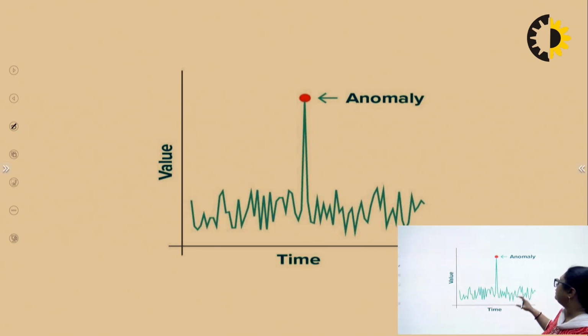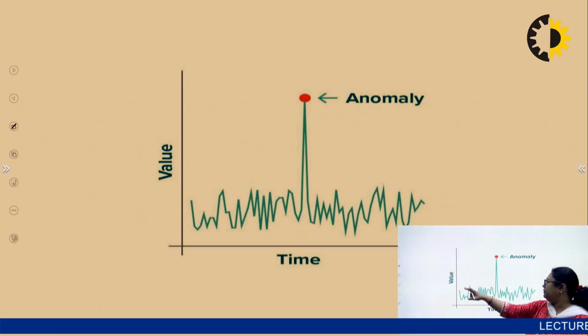So this is an anomaly detection chart between the value and the time.